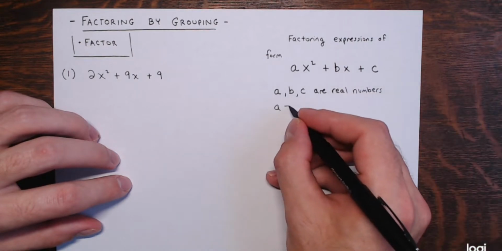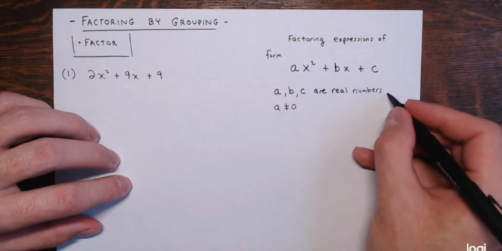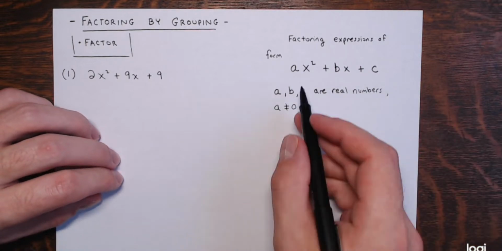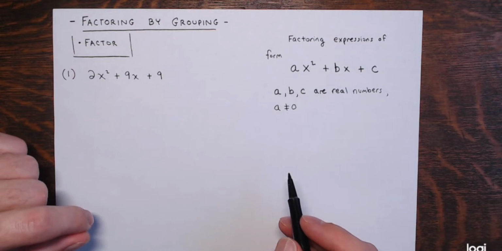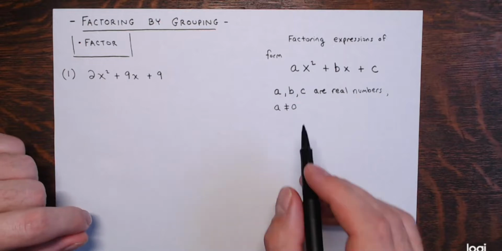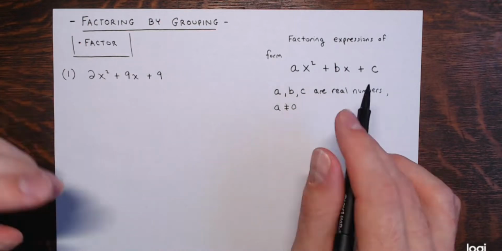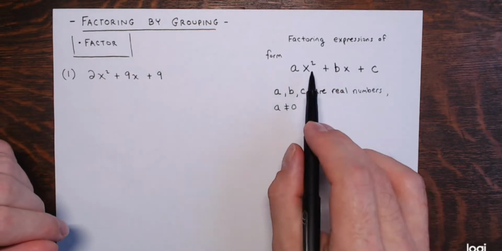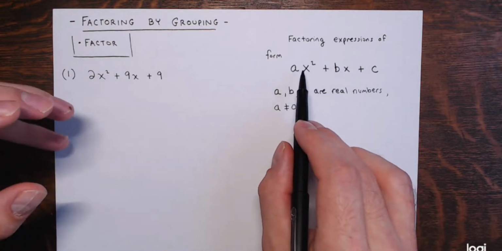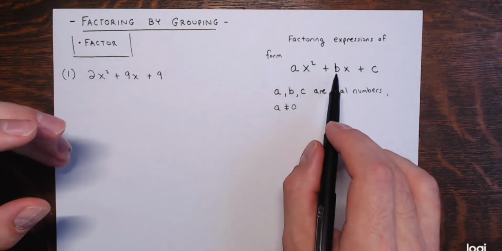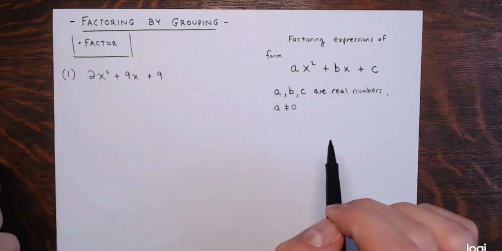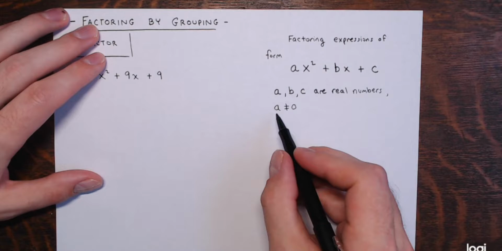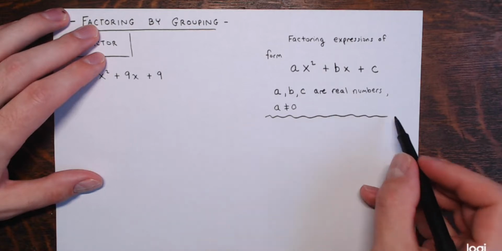Obviously, a is not 0, because if a were 0, then it would just be a linear polynomial. There'd be no quadratic term. And of course, the variable is x or some other variable. We're going to see examples where the variable is not x, but you have a number times a variable squared plus a number times that variable to the first power plus another number. We're going to factor this by grouping, this method called grouping.